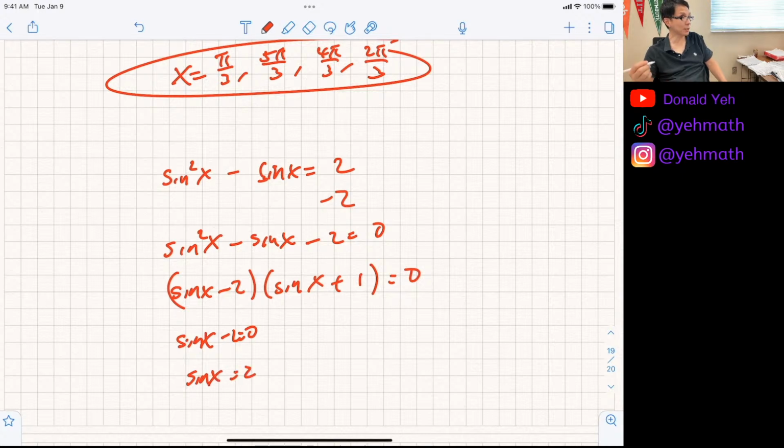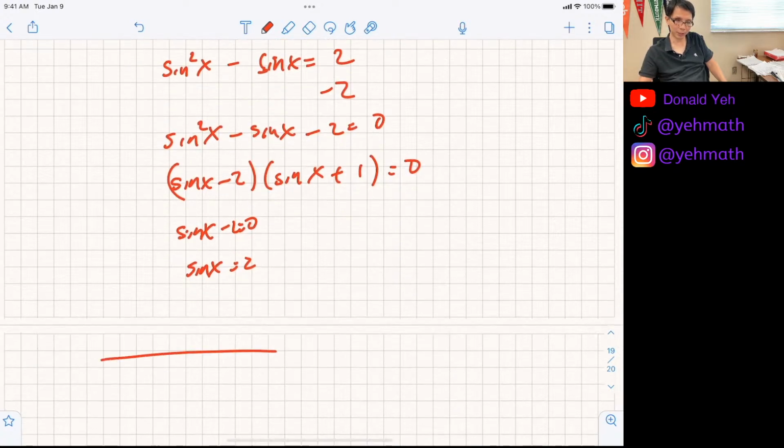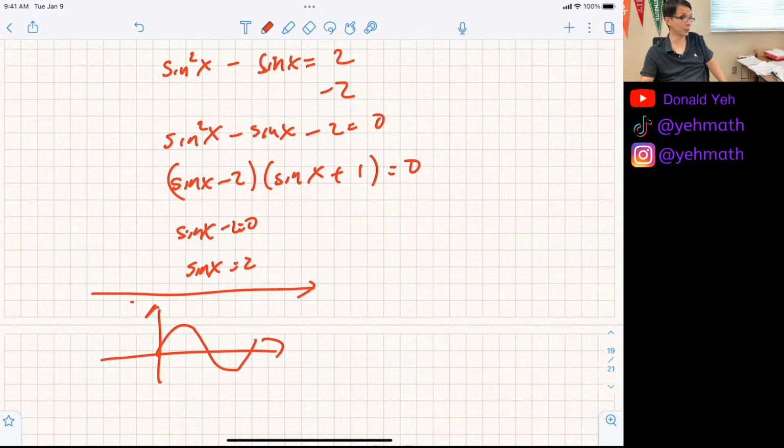Because when does sine of x equal 2? Huh? It doesn't, right? Why doesn't it though? Do you understand why? Because the sine graph is going to go between -1 and 1. So if you have 2 right here, they will never intersect. Okay, so there are no solutions for this particular one.